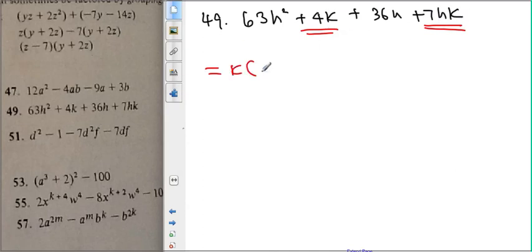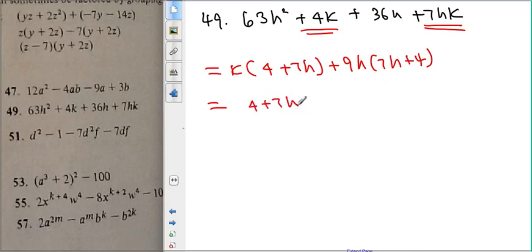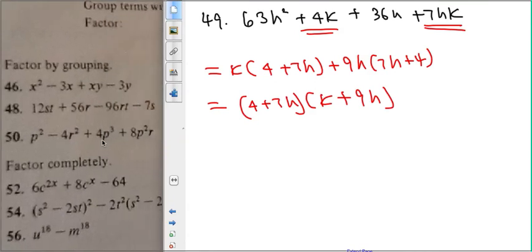So I'm going to factor out k first. Then we have 4 plus 7h. And here I realize that 9h is common. That means we have 7h plus 4. Whether we change the order or not, it doesn't matter. So we realize that these two are common. That means 4 plus 7h. And what's left is k plus 9h. And that becomes our answer. Alright, let's go for 50.